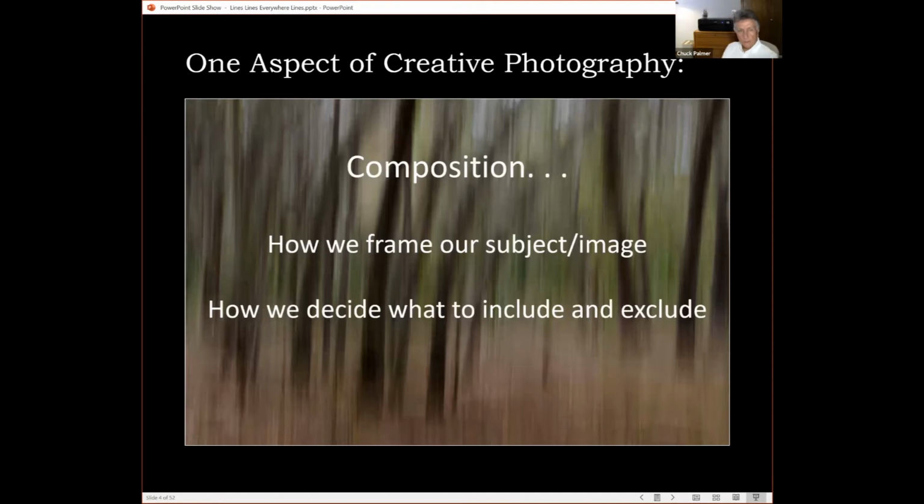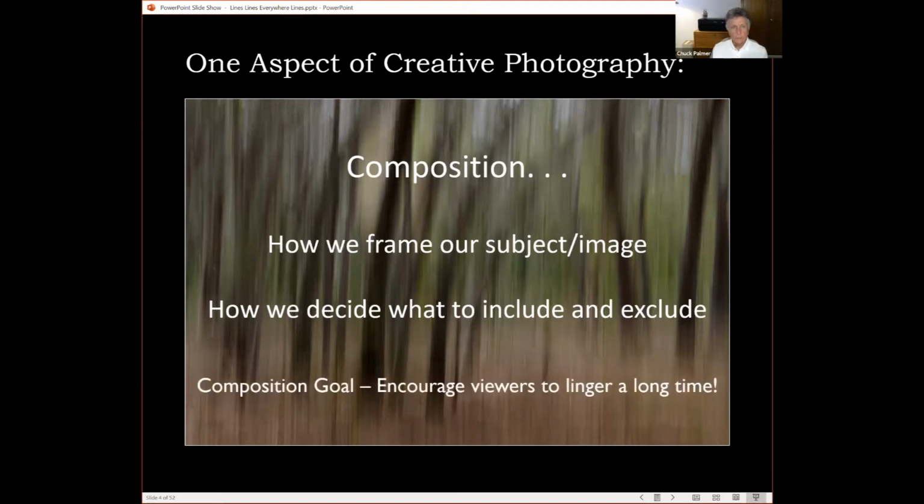So composition is one of those fundamentals to learn and practice for remarkable images. And those of you that have attended our prior webinars know that we have summarized the definition for composition as how we frame our subject in our image and how we decide what to include, and probably more important, what to exclude from our photograph. And remember, our goal for composition is to encourage viewers to linger a long time in our image. So let's look at an important compositional tool or element that might help us engage our viewers.